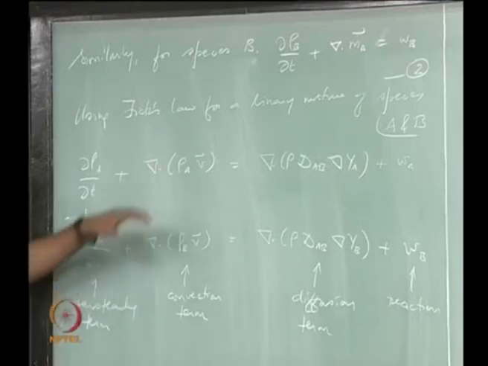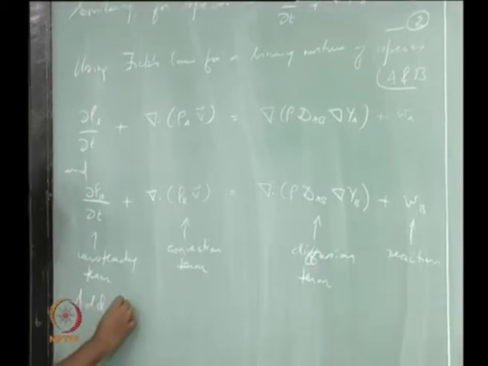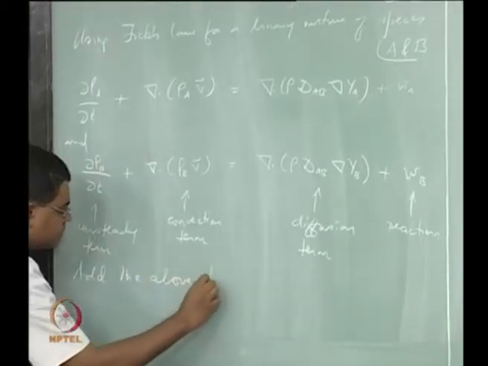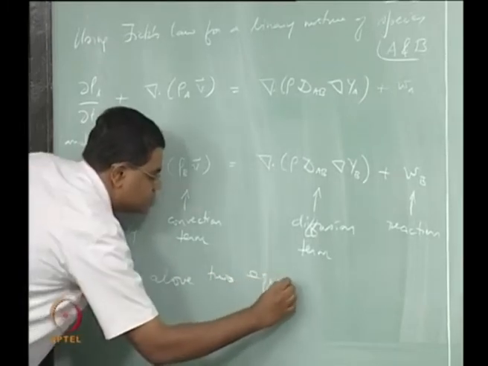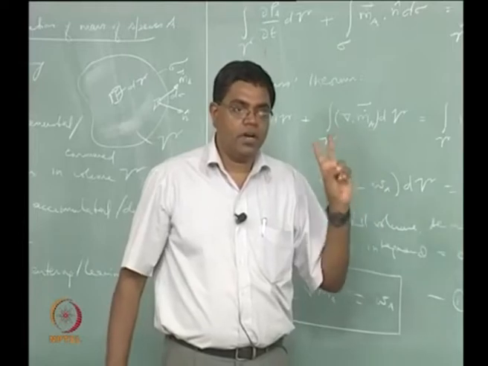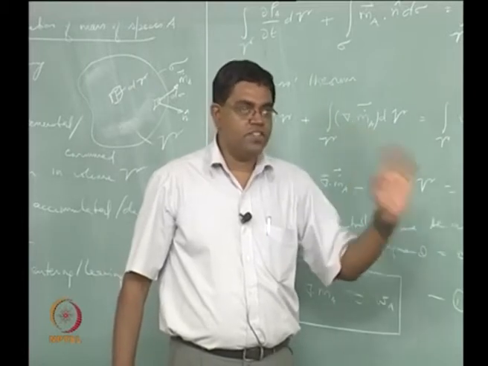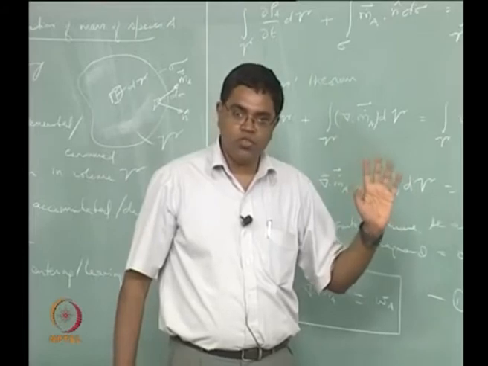Let's try to add up these two equations. Add the above. What would you get? You have a partial derivative of rho A with respect to time plus partial derivative of rho B with respect to time, that's dou by dou t of rho A plus rho B. You now are looking at a mixture which has only two species. So rho A plus rho B is nothing but sigma I equals 1 to 2 of rho I. What is that? That's just a mixture density, rho. So rho A plus rho B is equal to rho.